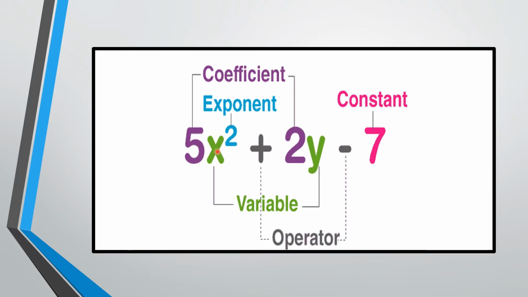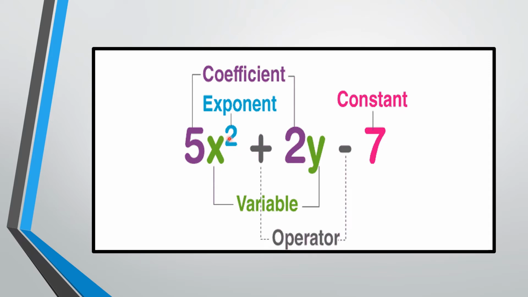Next thing is coefficient. What is the coefficient? We learned that the coefficient is the number that multiplies the variable, right? So here the variable x to the power of 2, x square, is multiplied by 5. So in the term 5x square, the coefficient is 5. Again, when you come to 2y, the coefficient is 2. So the coefficients are 5 in this case and 2 in 2y.